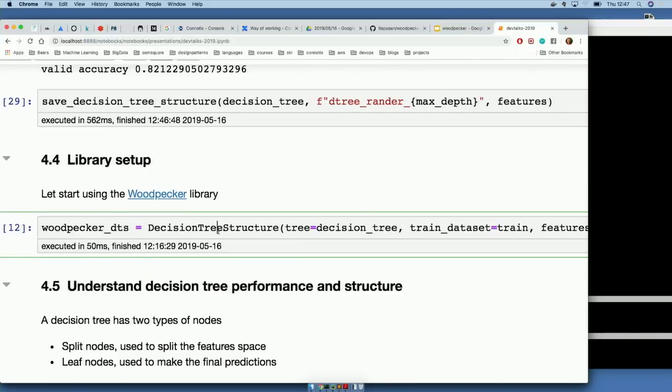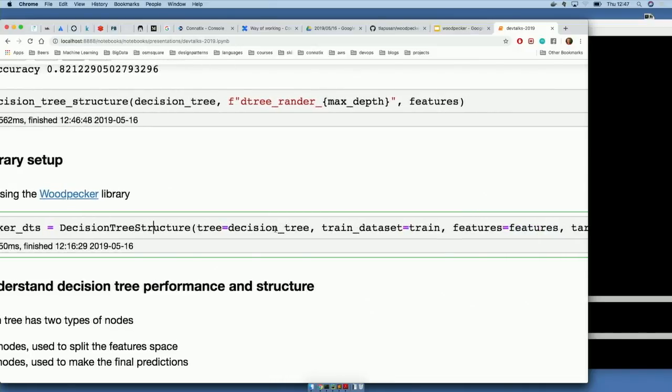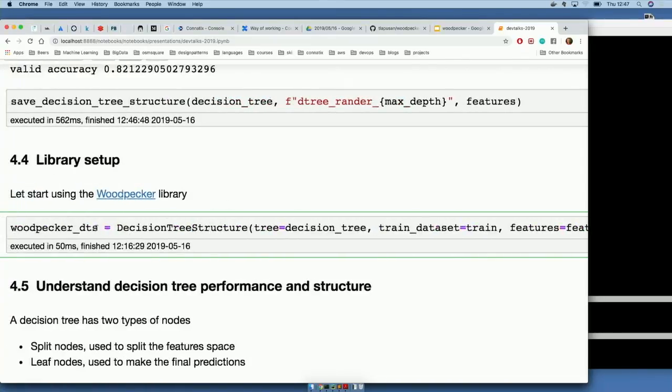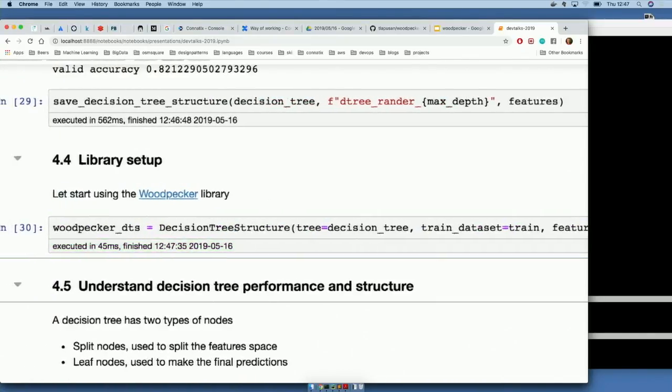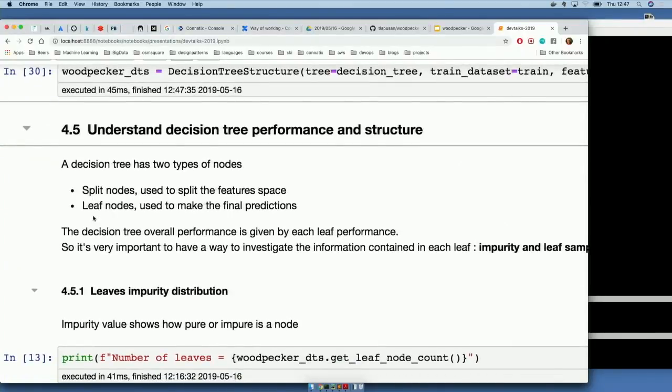So in the library, I created the class DecisionTreeStructure, and I initialize it with the parameters: the decision tree which I just trained, the training set, the features, and the target. Let's create it. And in the next visualization, I'm going to show you the first goal: understanding the model structure and the model performance.